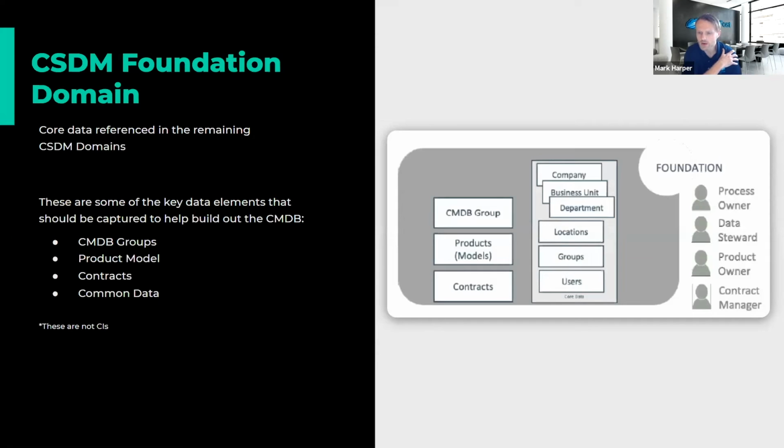So we saw in our overall framework the foundation being referenced, but I just wanted to touch on these to make sure that you have a full understanding of the purpose and use cases of including the foundation domain in the CSDM model. As I mentioned previously, these are not configuration items found within the CMDB themselves, but you will notice that many of your configuration items have a reference to these different aspects within this domain. And this is what leads us to have much more effective reporting and capabilities around automation.